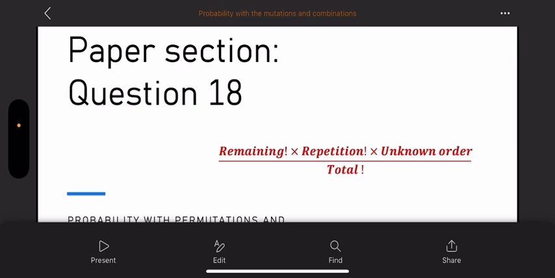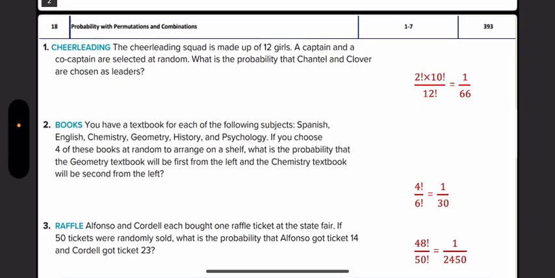Okay, now not only the remaining will I write in the numerator, I will also multiply it by the repetition factorial if there is a repetition, and I will explain later in the question why we do this, and then multiply by the unknown order factorial. Sorry, I forgot to put the factorial on the unknown order here, and I will not be able to edit, so sorry for that. Everything I put in the numerator will be in the form of a factorial: remaining factorial, repetition factorial, and the unknown order factorial as well. Okay, let's go to the question.